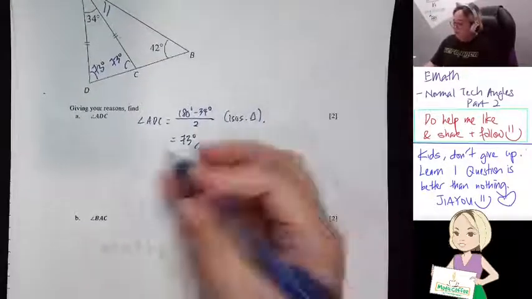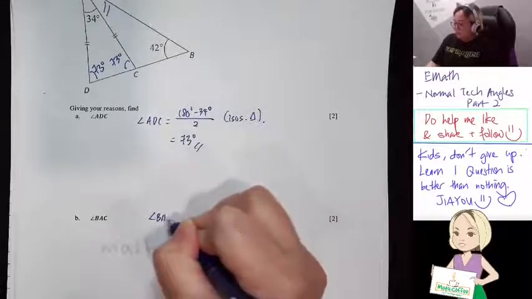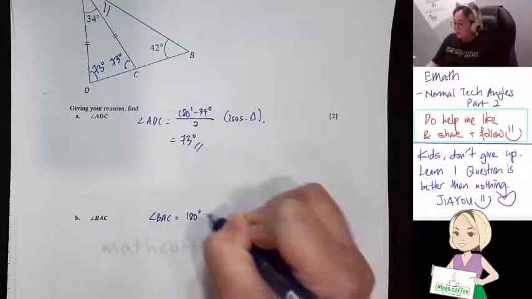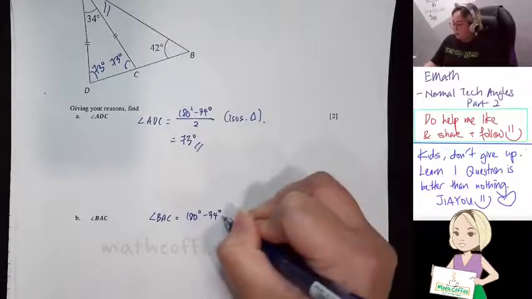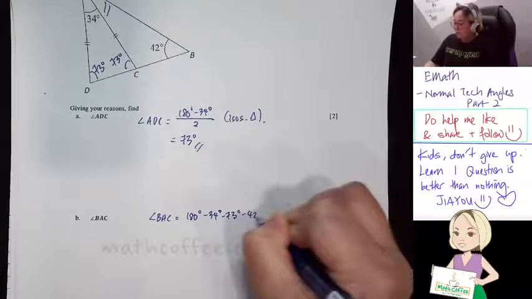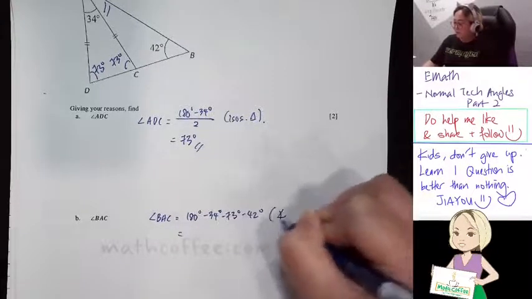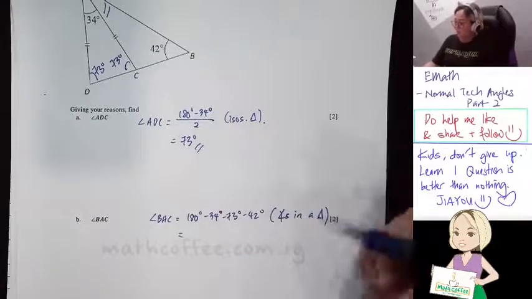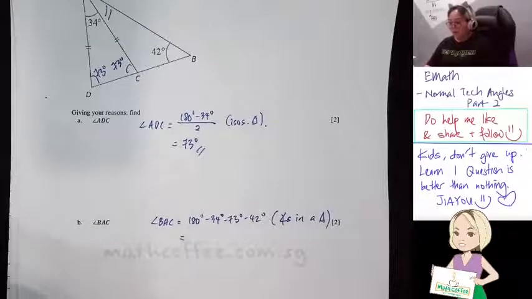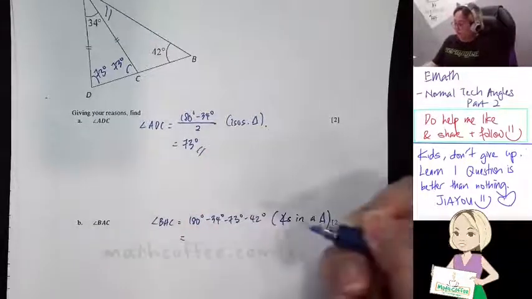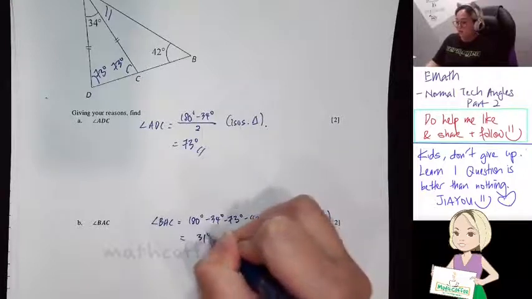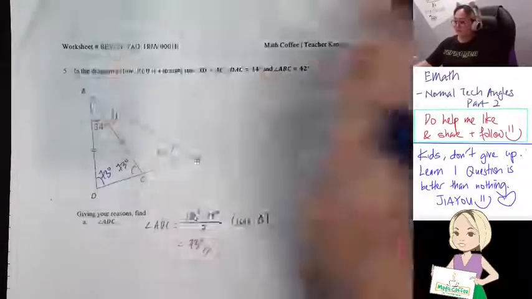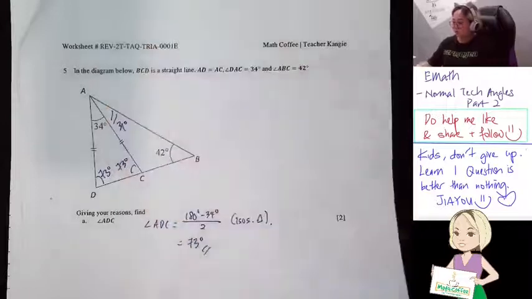Okay. So I will say angle BAC is 180 degrees minus 34 degrees minus 73 and minus 42 degrees. This is because I use the big triangle, angles in a triangle. So you take 180 minus 34 minus 73 minus 42, and that will give us 31 degrees. Okay. So this is for this question.